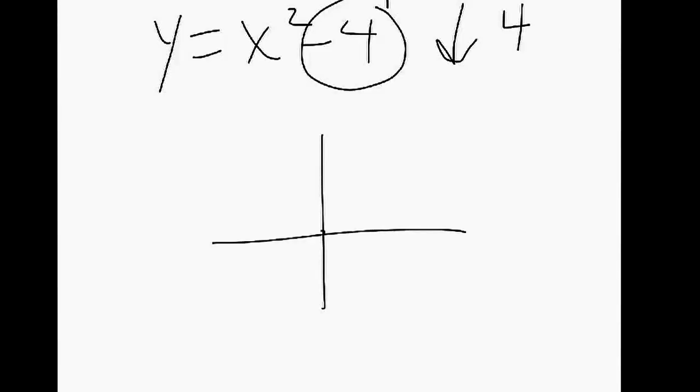Okay. If I change it to y equals x squared minus 4, this minus 4 tells you we're going to shift the whole quadratic or the whole parabola down 4 units. So the normal one would sit here at the origin. This one's going to sit down 1, 2, 3, 4. It's still facing up because of this number.